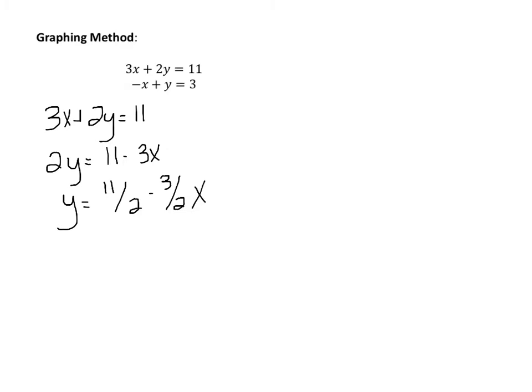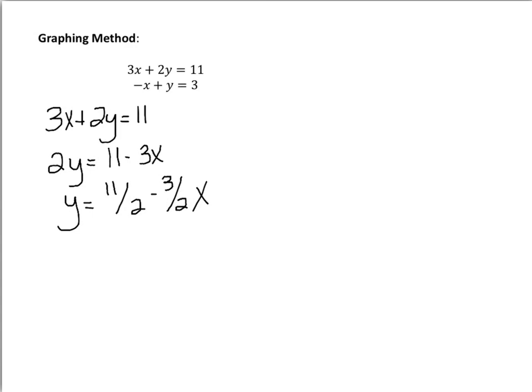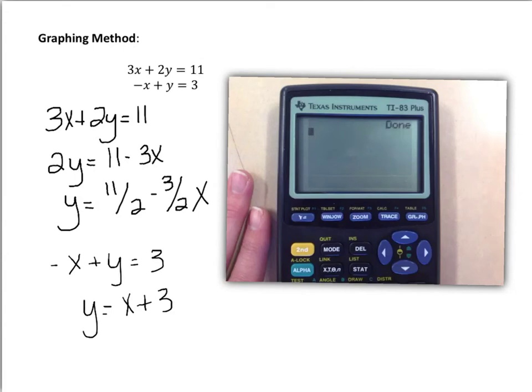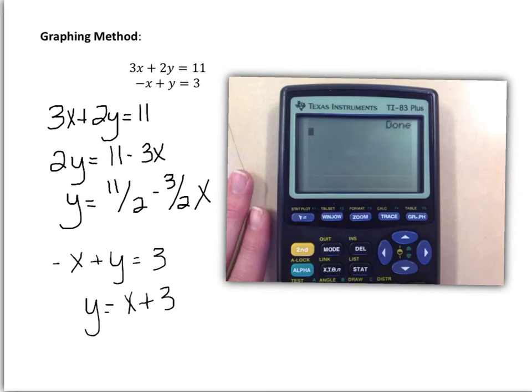The second equation is a little bit easier. So that's negative x plus y is equal to 3. So y is equal to x plus 3. So we can write down 1, 4.